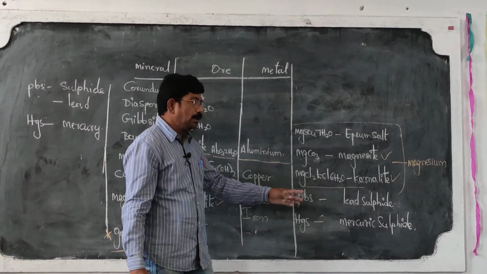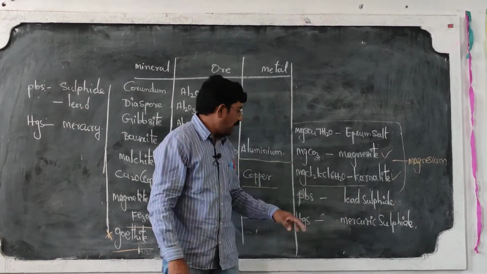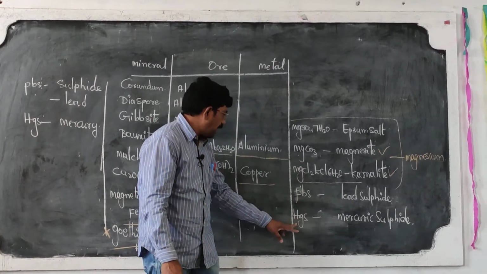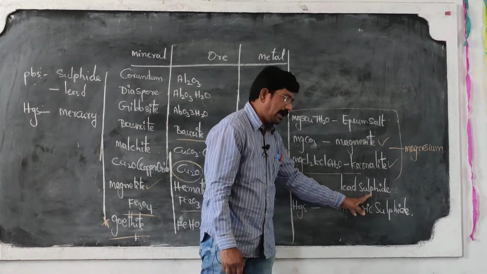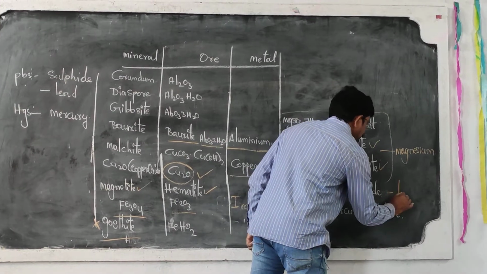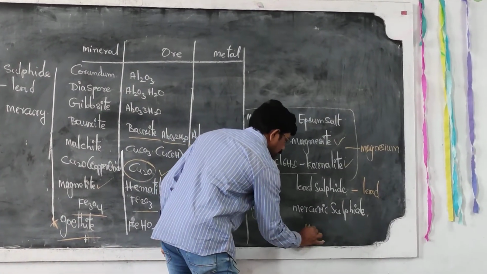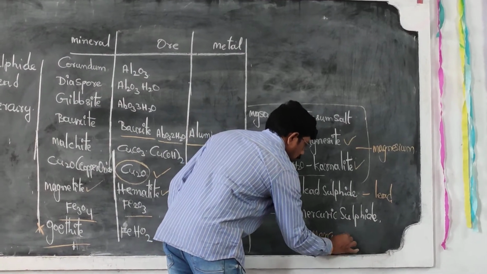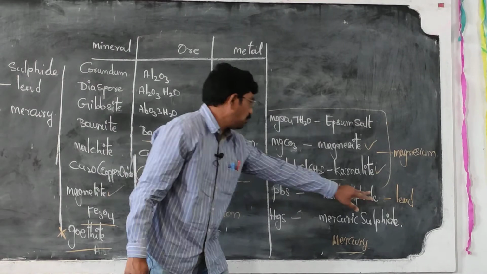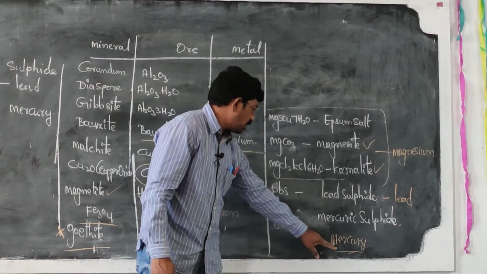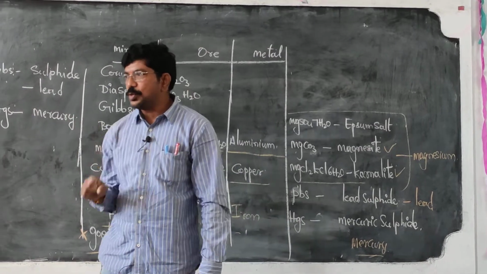In the same manner, so many minerals are available for lead inside the earth crust, but we prefer lead sulfide and mercuric sulfide. Lead sulfide is the ore of lead. What is the metal? Lead. Next here, mercury. This one is the ore of lead and this one is the ore of mercury.